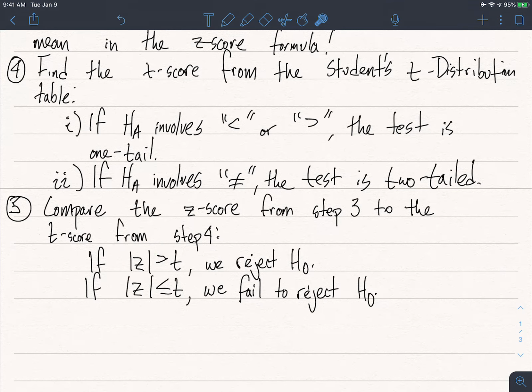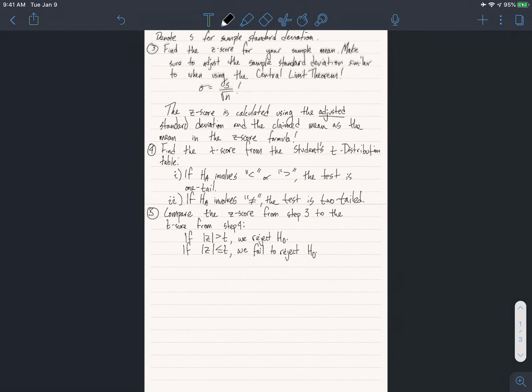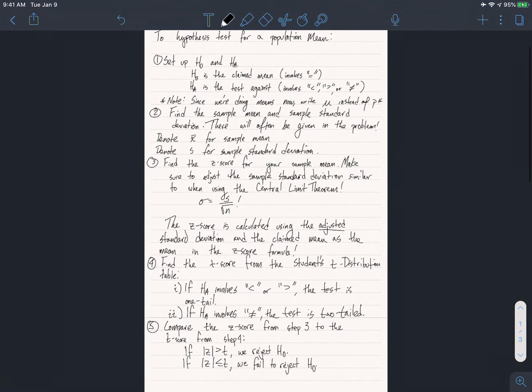Just like when we were doing hypothesis tests for proportions, when you get a small p-value, that's unusual. That means we reject the null. Same thing here. If we get a big z-score, that's like a small p-value because large z-scores don't normally happen, right? Just like small probabilities don't normally happen. So if we get a large z-score compared to our threshold, we reject. If our z-score is less than our threshold, we fail to reject H0. All right, and those are the steps.